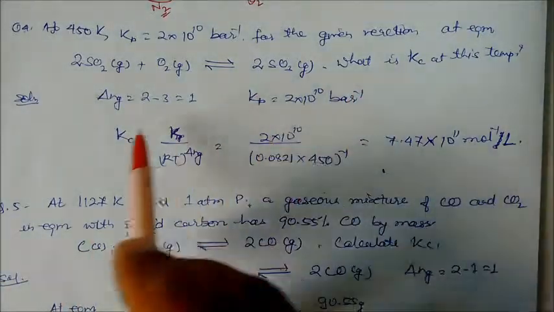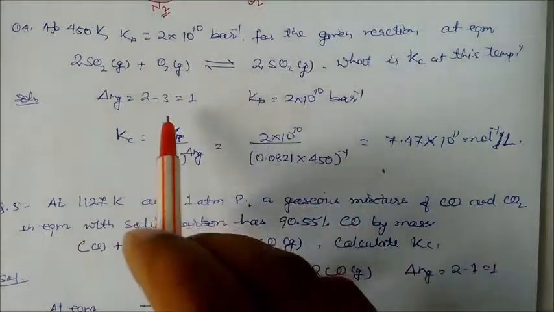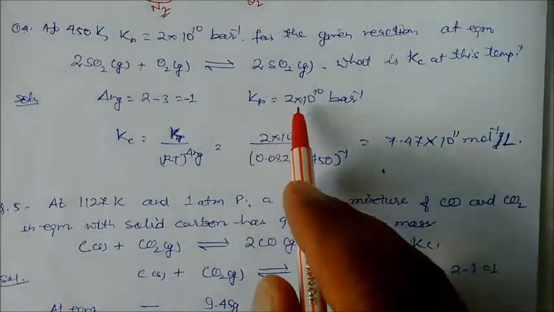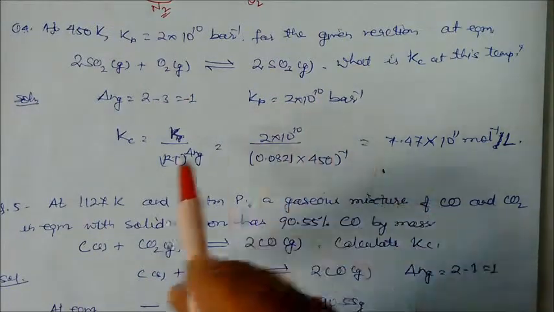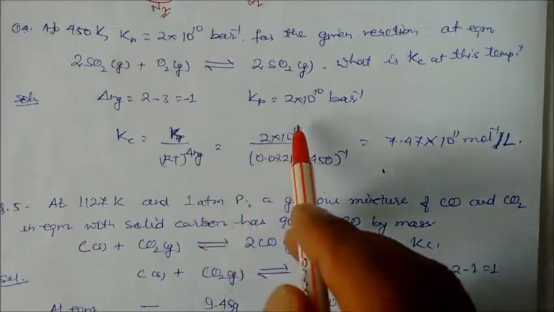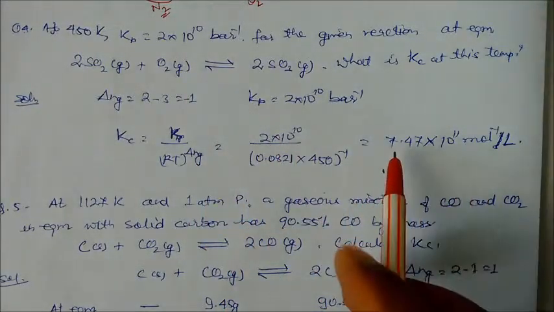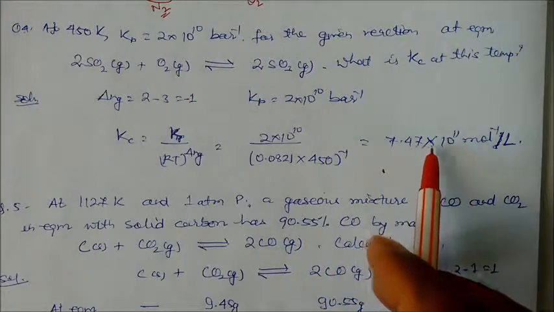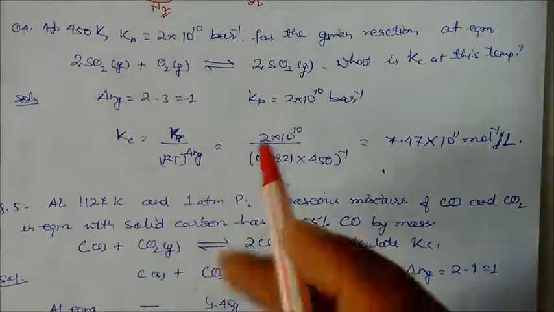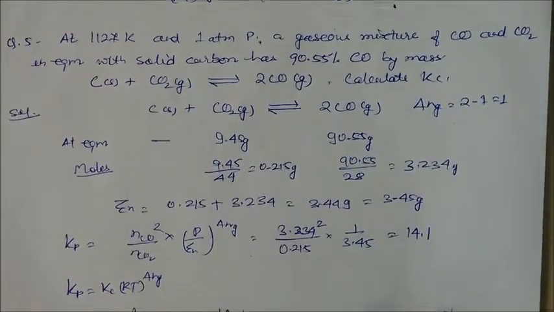First we need to find out the total moles. So 2 minus 3, this is minus 1. Kp is equal to 2 into 10 power 10 per bar. Now we know that Kc is equal to Kp by RT to the power delta N. So write down Kp, delta N is minus 1. On solving we will get the answer Kc, which is 7.47 into 10 to the power 11 per mole liter. So this is the answer of this question. Now see the next question.